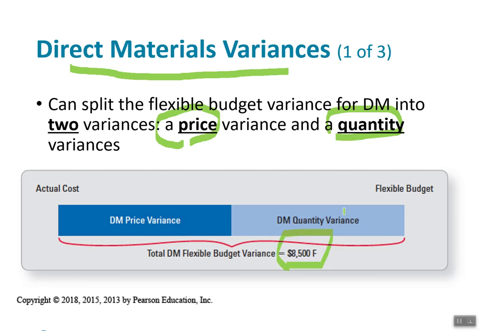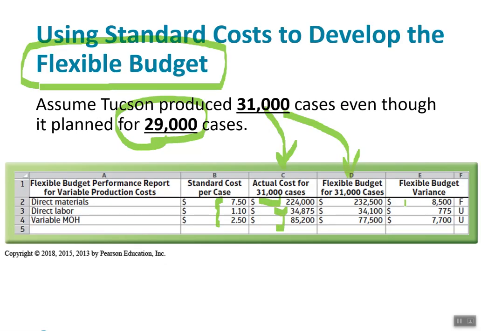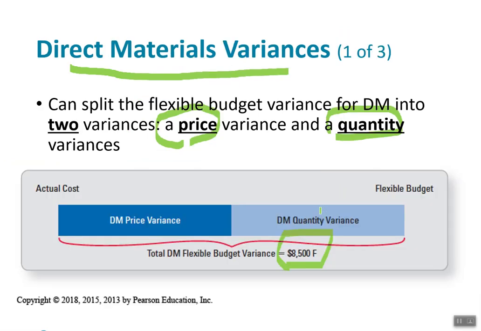Okay, so where did that come from? Back here, remember it was $8,500 favorable for the direct materials. But now what we want to do is break it up into the price variance and the quantity variance. We want to know, is this favorable variance coming from the fact that we got a lower price, or were we more efficient with how we used our materials?